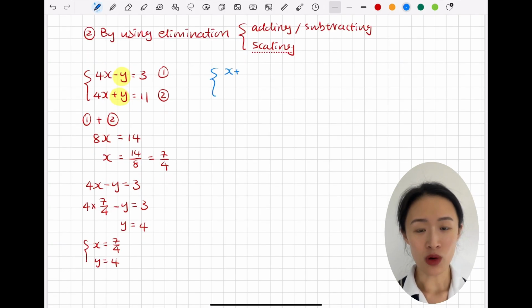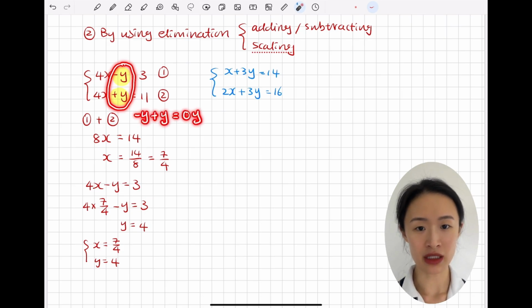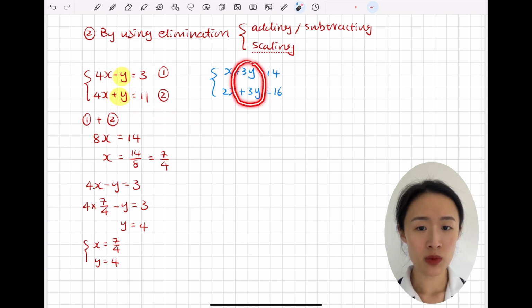In the second example, we have x plus 3y is 14, and 2x plus 3y is 16. So in the first one, we have a negative y and y. When I add them together, I have 0y. That means I have nothing. They cancel out with each other. But if I do 3y plus 3y, I'll get 6y.